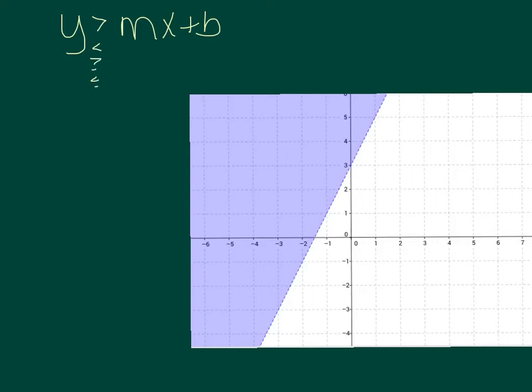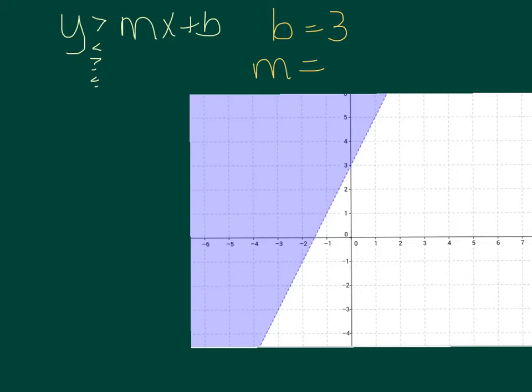Now, what do we need to put the information into this form? We need our slope and we need our y-intercept. Right? So looking at our graph, our y-intercept, again, is where a line crosses the y. My y-intercept is 3. So b equals 3. My slope, now you've got to pick out 2 points.